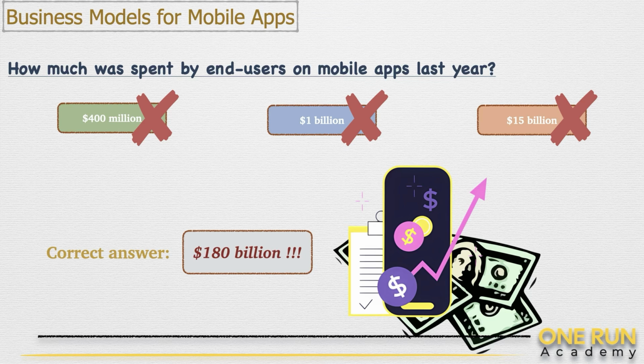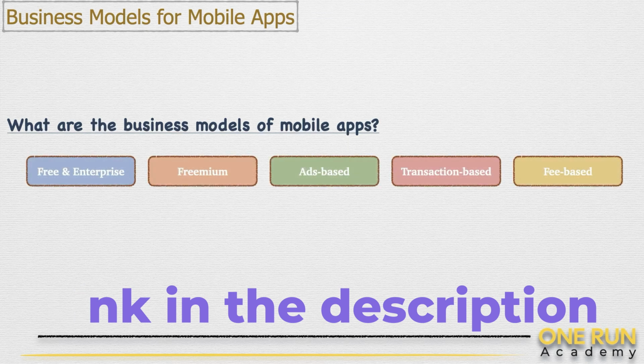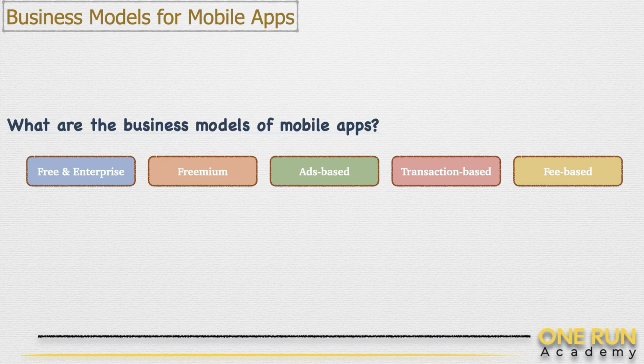However, this amount of spending is very expected looking at the market size of mobile applications and the ease of use when it comes to payment methods these days. In fact, most mobile applications are created with profit in mind. So it's a must for all stakeholders, including testers of course, to understand the different models of monetizing mobile applications. So in general, and when it comes to business models, we can classify mobile apps into 5 distinct categories: free and enterprise apps, premium apps, advertisement-based apps, transaction-based apps, and finally, fee-based apps.